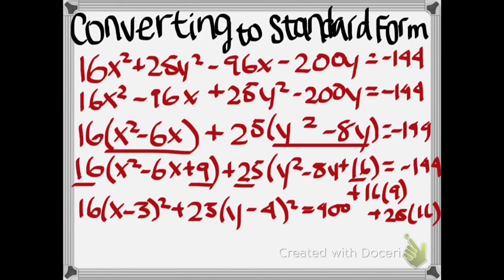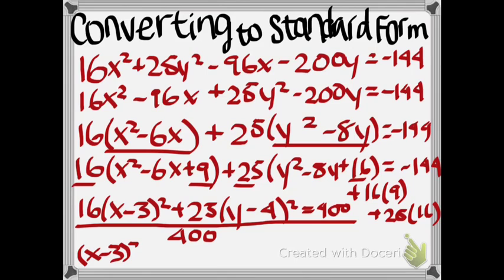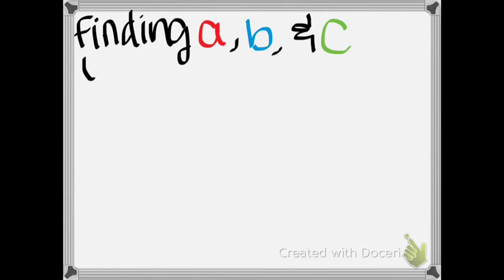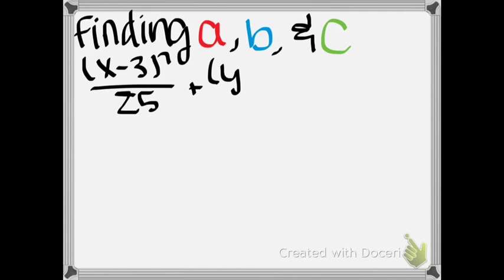Now we want 1 on the right side of the equation. So we would divide the whole thing by 400, and that would give us (x minus 3) squared over 25, then plus (y minus 4) squared over 16. That equals 1.